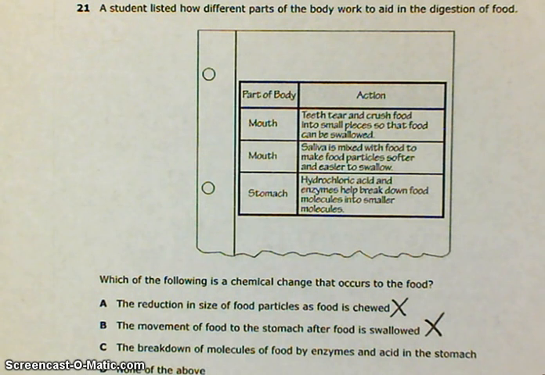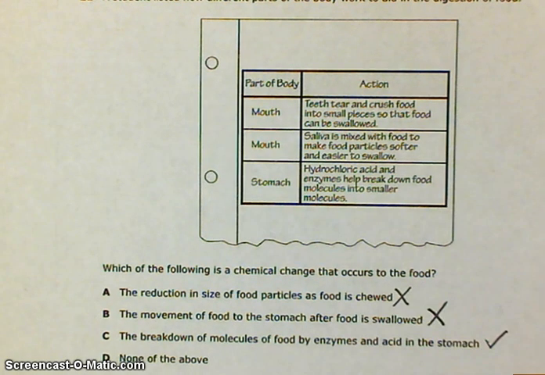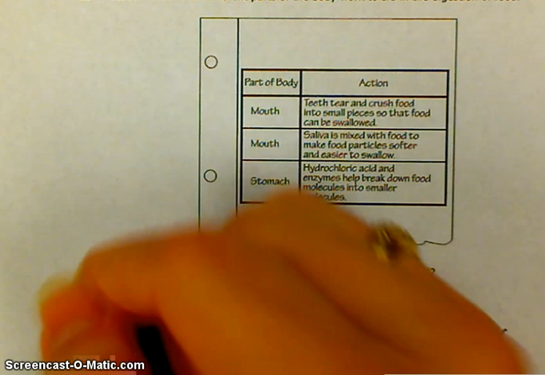The breakdown of molecules of food by enzymes and acid in the stomach. You're taking big molecules and breaking the bonds, the chemical bonds, and making them smaller molecules. They're no longer the same molecules. That is a chemical change. Okay, none of the above, no, because we've got a chemical change listed.